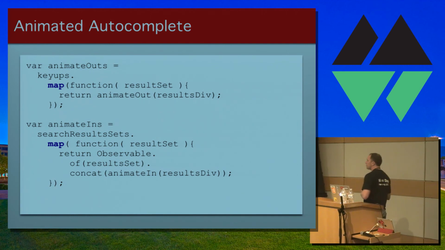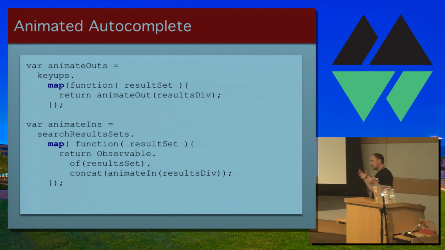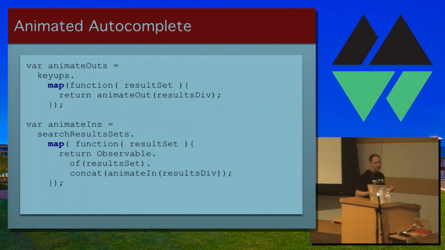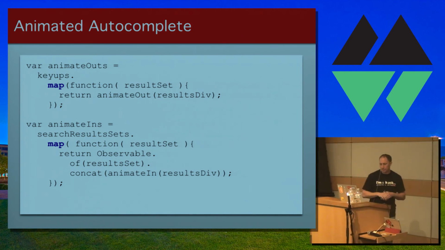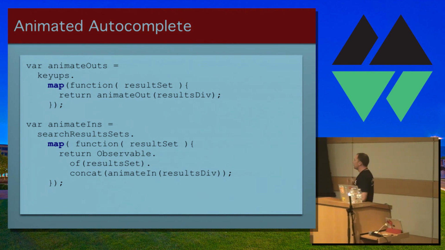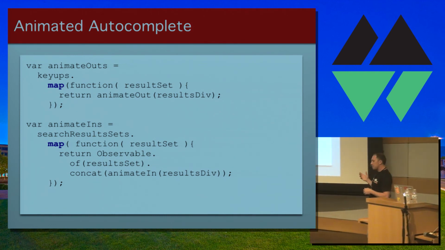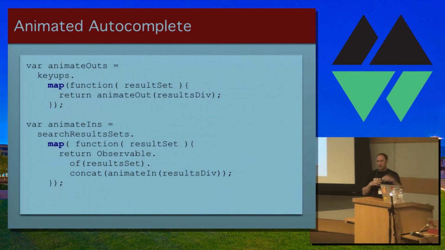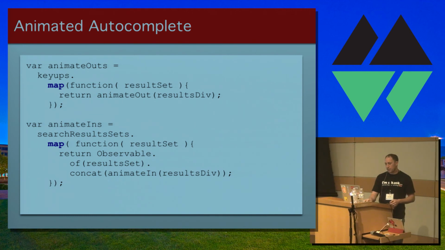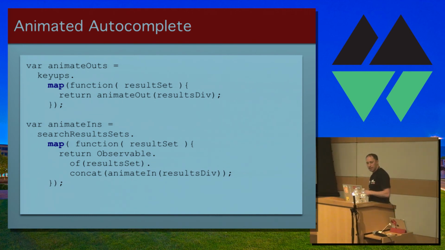Now this is where it gets interesting, because now we've got to take those AJAX results and start animating things. And we need to make sure that those animations are going to be in the right order. So the first thing we're going to do is create two new observables, one for key ups. So every time the user hits an additional key, we're going to invalidate the old results. And all we're going to do there is return a new observable called animateOut that's going to take a div and animate it off the screen.